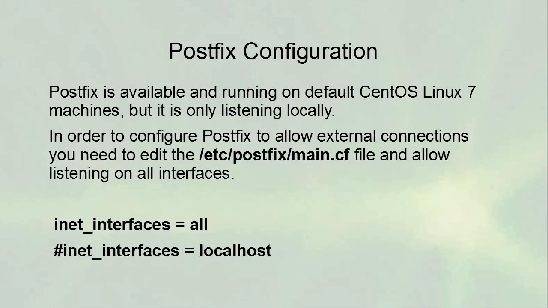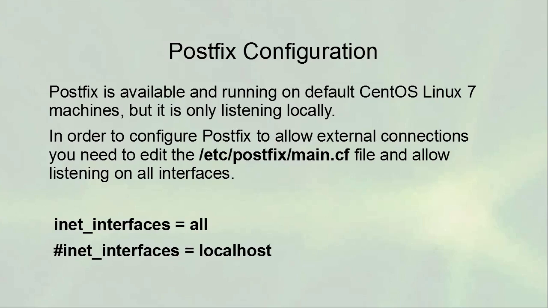Postfix is available and running on default CentOS Linux 7 machines, but it is only listening locally. So it's receiving localhost type email messages, and some of the services use mail as a way to communicate with the administrator. One example would be the cron process. Whenever there's a cron job that produces output, it will send an email message to the user root, indicating what the output of the command was.